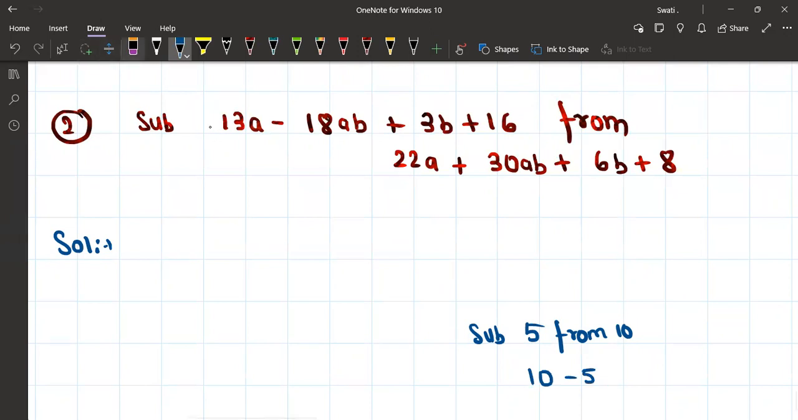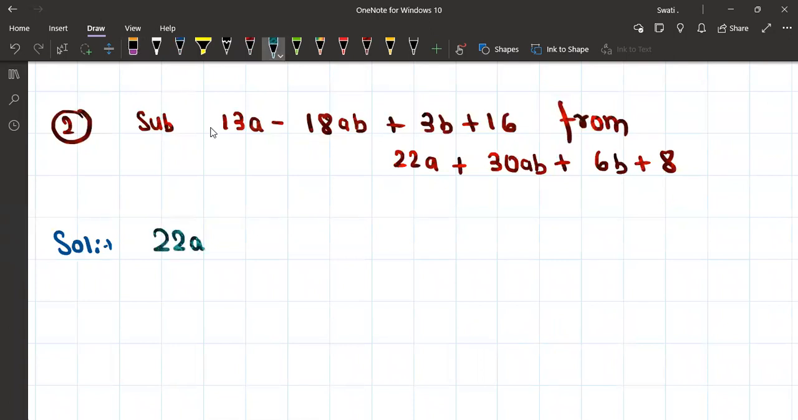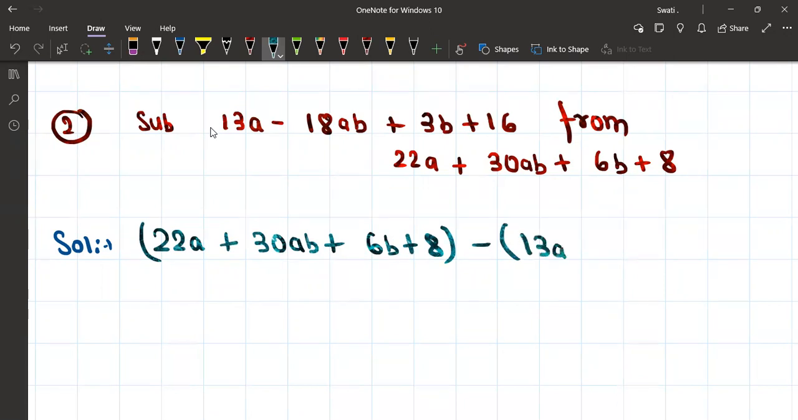Okay, here also the same thing. Subtract the first expression from the second expression. So you need to write down the second expression first. So 22a plus 30ab plus 6b plus 8. Now, whenever we are doing subtraction, it's better to keep the expressions inside a bracket. And now we have to subtract this 13a minus 18ab plus 3b plus 16 from this. So now we can write this minus 18ab plus 3b plus 16, and now we can close the bracket.